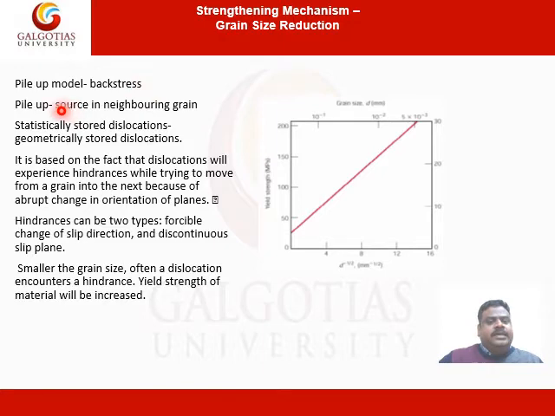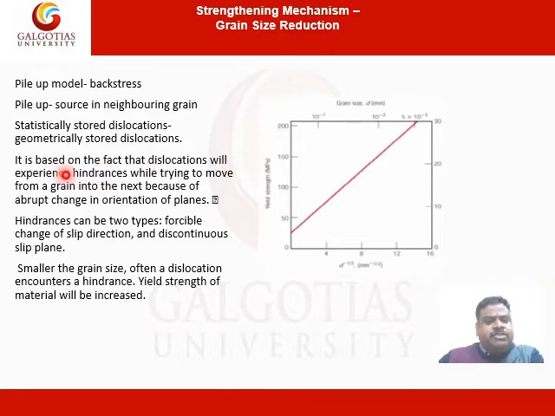Then the pileup is actually a source of dislocations in neighboring grains. So then there is a very sharp yield point. This is a caution for a very sharp yield point increase of the materials. There are two kinds of dislocations: statistically stored dislocations and geometrically stored dislocations. The geometrically stored dislocations are responsible for the increase in strength due to grain size reduction.